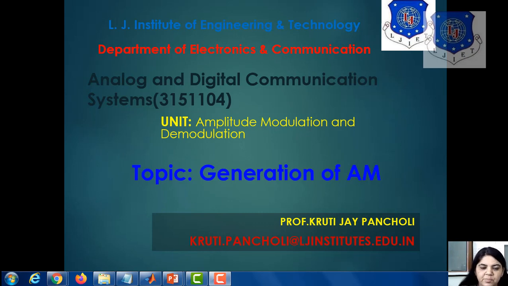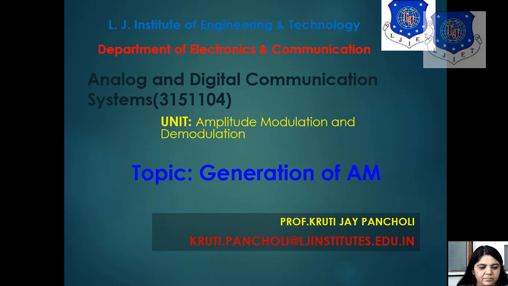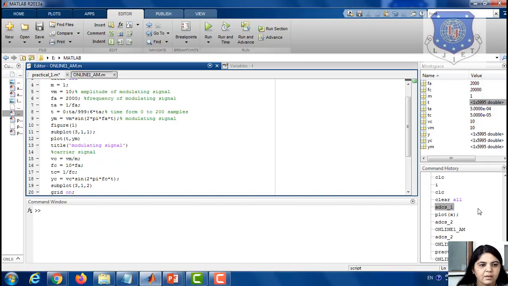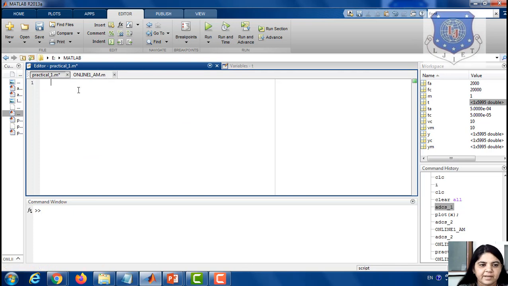So how can you do it practically in MATLAB? Again, it is also important. Before studying the various methods of generation of AM, today we are going to generate the amplitude modulated wave for various values of the modulation index in MATLAB. So we are going to start the practical first.